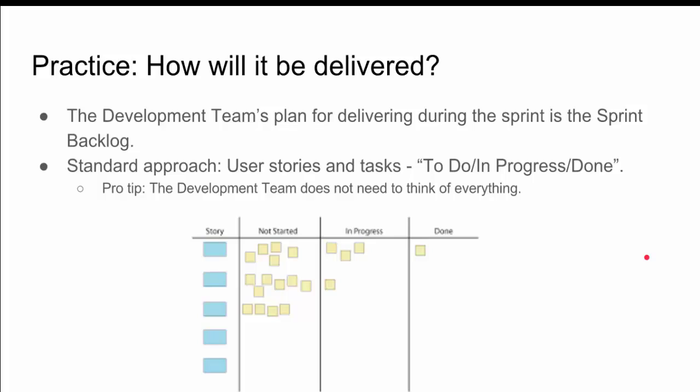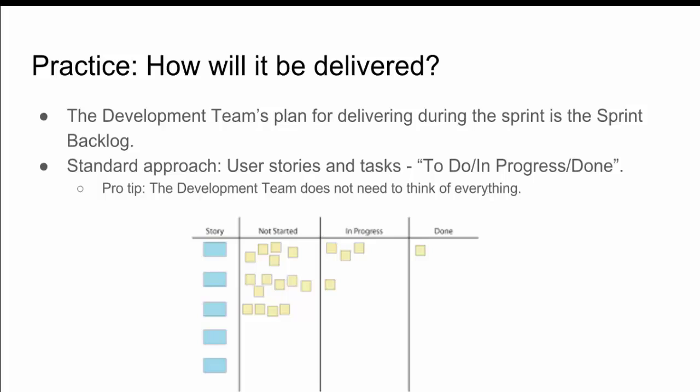Another key practice is to create a task board. The task board is typically user stories or PBIs with tasks. And the standard approach is to have 3 columns: to do, in progress, or done, or not started, in progress, or done, as you see here. Note that during the sprint planning meeting, the development team does not need to think about all of the tasks. So you see here, they've got tasks only for the top 3 of the user stories in the sprint. They will add tasks during the sprint. So that's the standard approach.